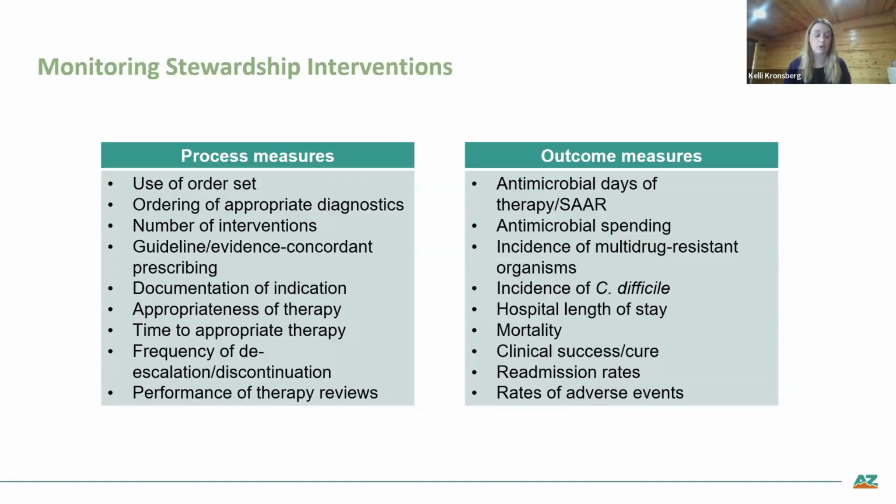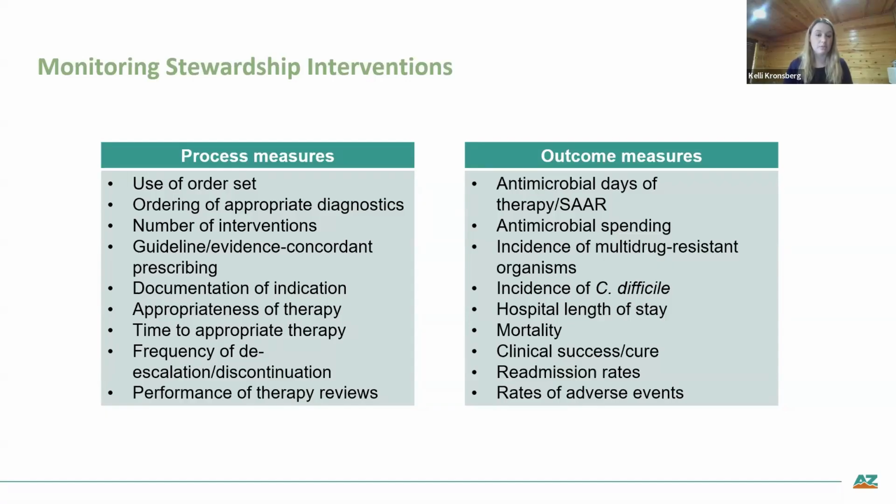We can also evaluate the ordering of appropriate diagnostics, like we talked about MRSA NARES when an MRSA agent's being used for pneumonia, or a C. diff test before initiating treatment for C. diff, the number of interventions from the stewardship team, as well as the acceptance rate of those recommendations. Guideline and evidence concordant prescribing is a good one. If your facility doesn't consistently document the indication, that's a good first step to gather more data and try to push as a best practice.